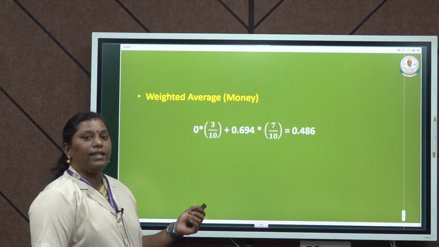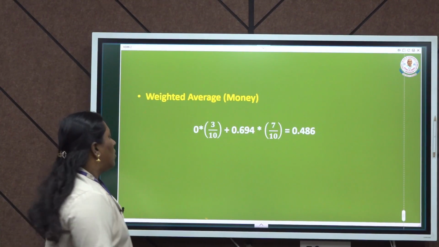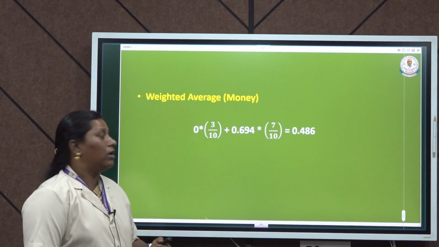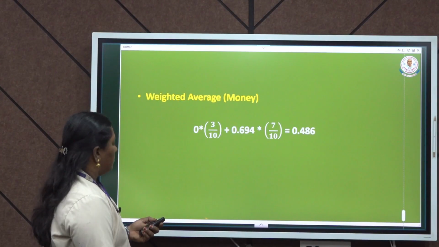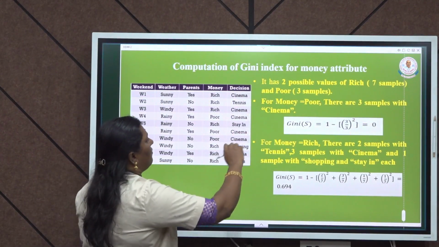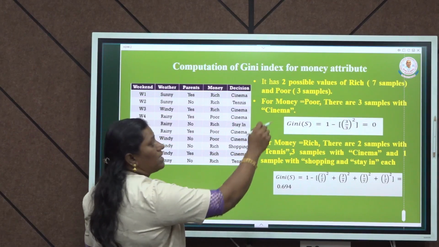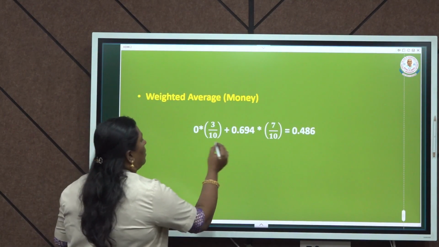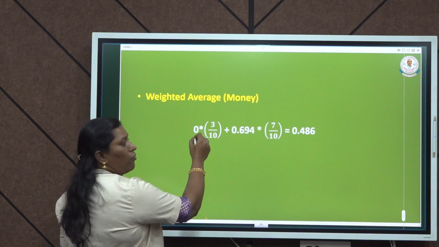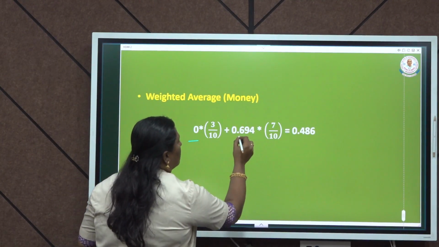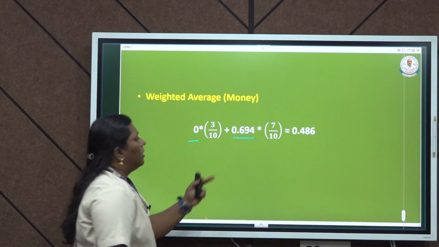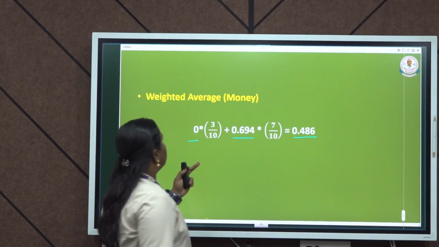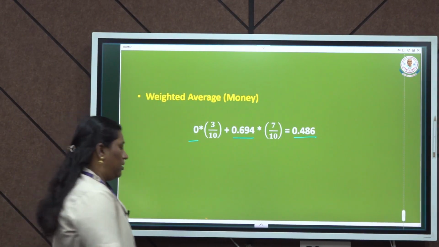Next, let us calculate the weighted average for money. As we discussed before, money has 2 values called rich and poor. Poor has 3 samples and rich has 7 samples. Among those, 0 is the Gini index of poor and 0.694 is for rich. After solving this, we get 0.486 as the weighted average of money.